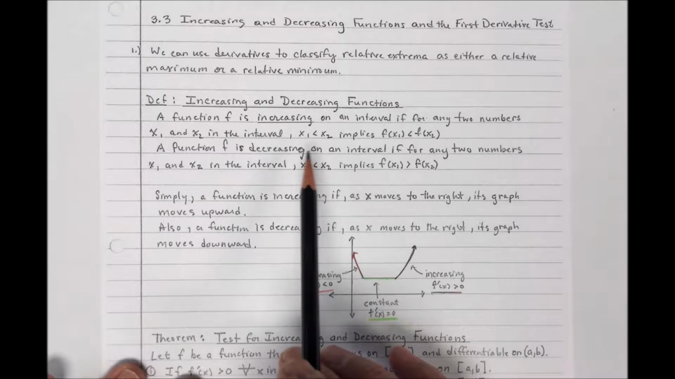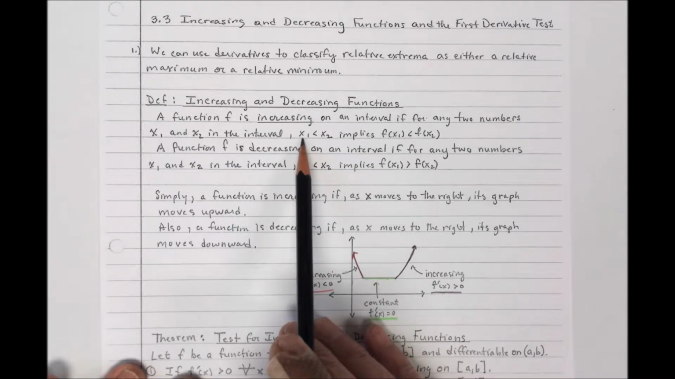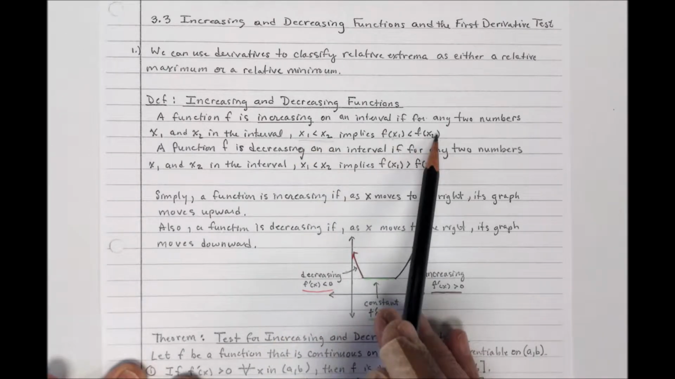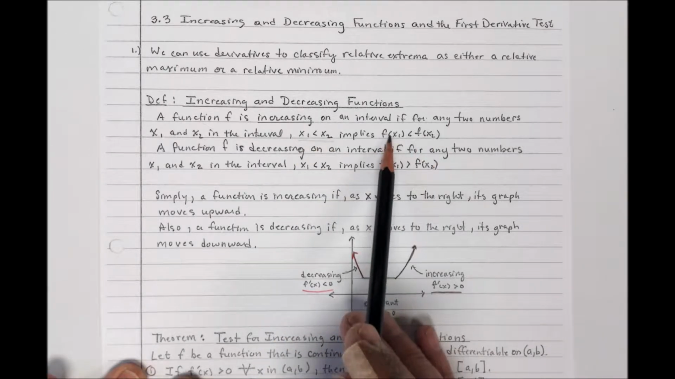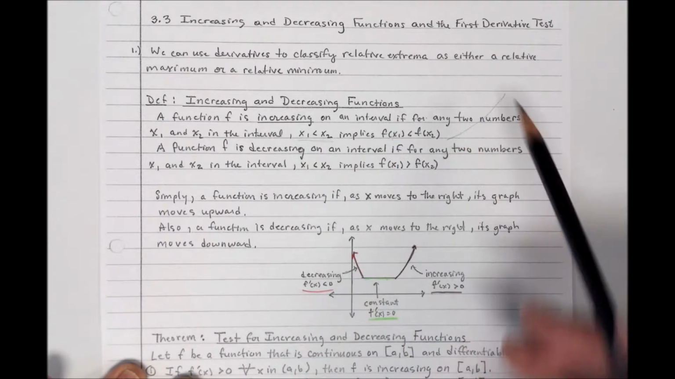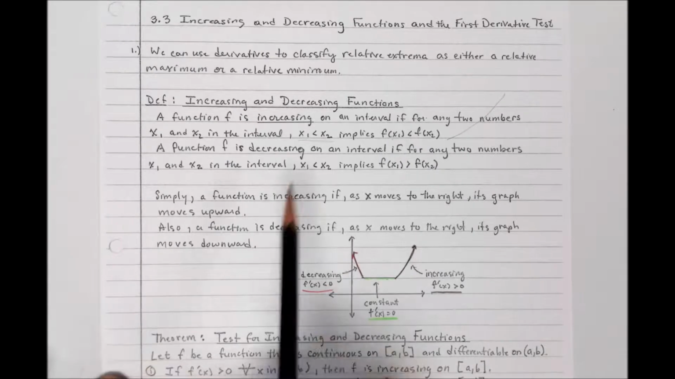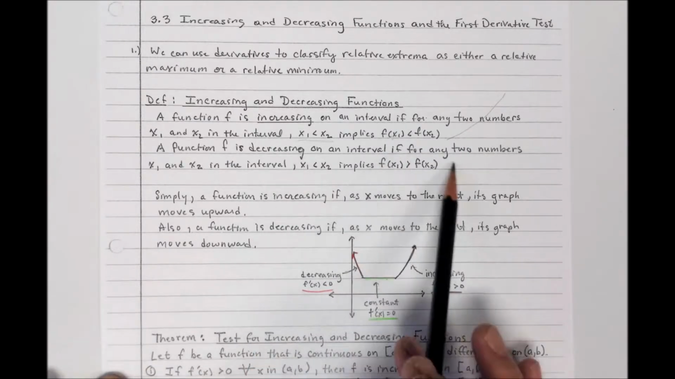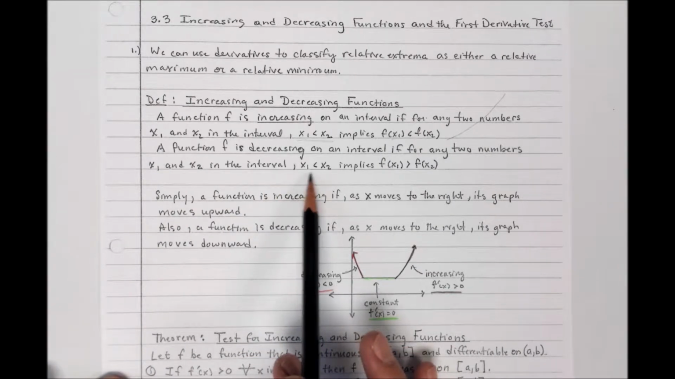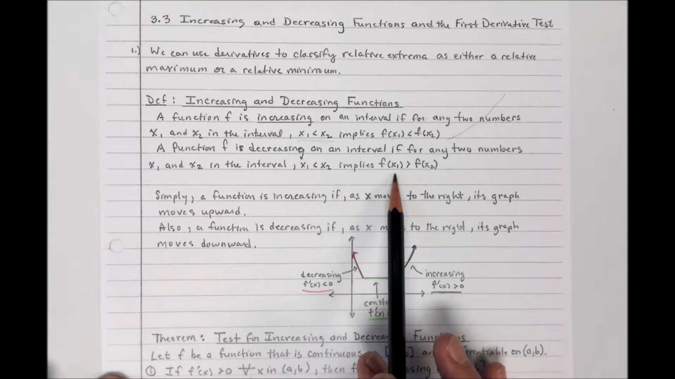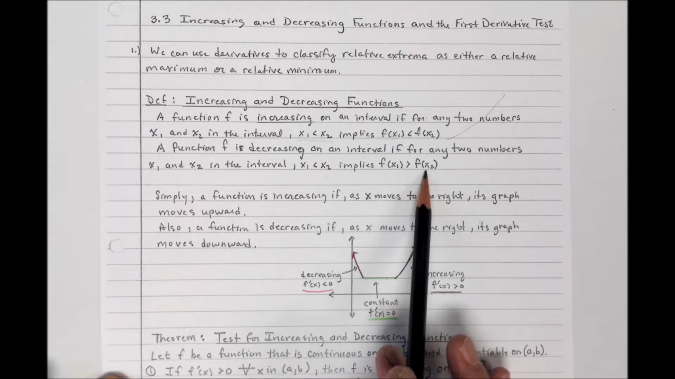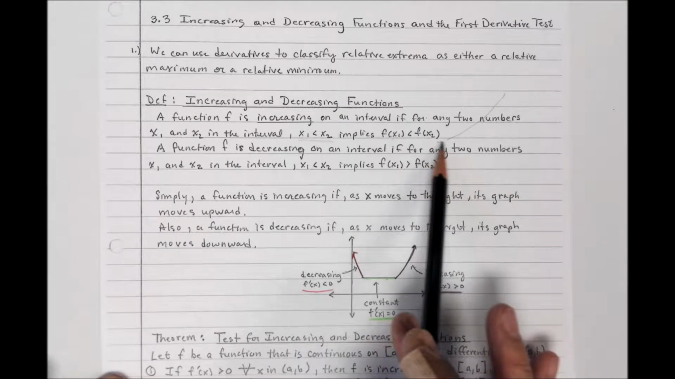So what that is saying is, if you're looking at these values going from left to right, notice that the y value is bigger than the y value on the left. So my graph is rising or increasing. A function is decreasing on an interval if for any two numbers x sub 1 and x sub 2 on the interval, where again x sub 1 is less than x sub 2, this implies that f of x sub 1 is greater than f of x sub 2, which means that the values are getting smaller on the right and that your graph is decreasing.